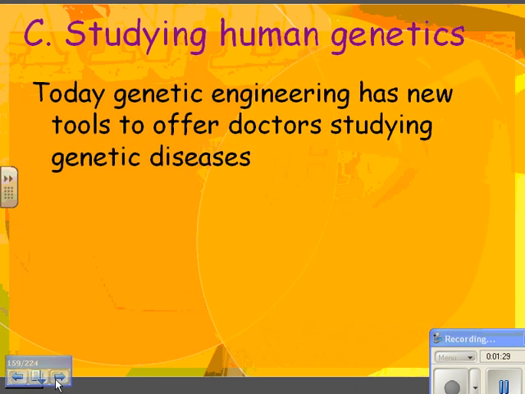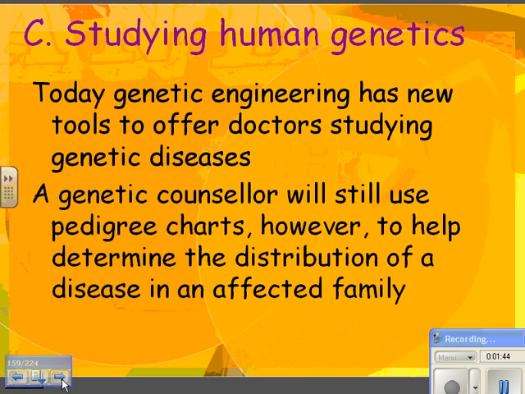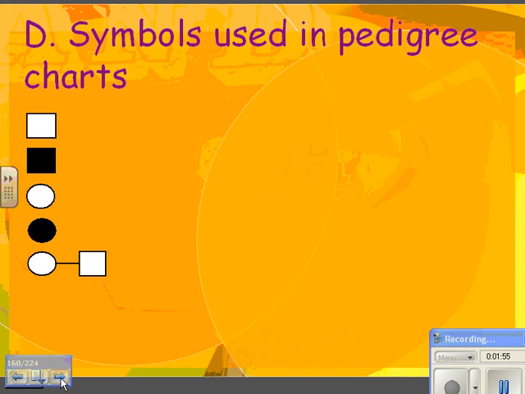Studying human genetics. Today, genetic engineering has new tools to offer doctors studying genetic diseases. So for a lot of diseases, you can actually see if you have the gene for the disease. But pedigrees are still useful in showing whether a trait is recessive or dominant, or autosomal. So then a genetic counselor will use pedigree charts to help determine the distribution of a disease in an affected family. So here's what you need to know about the charts.